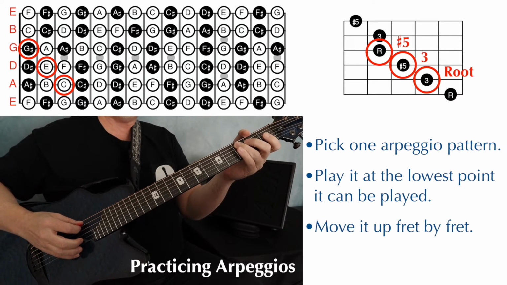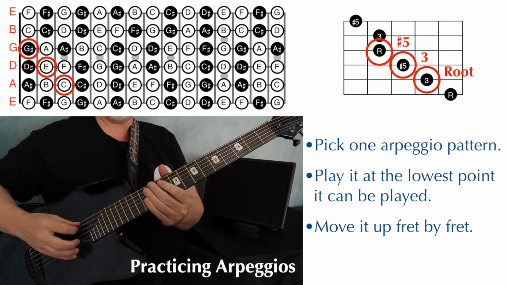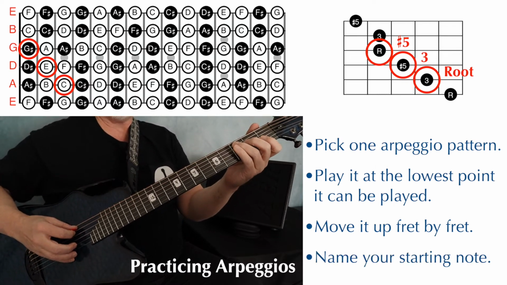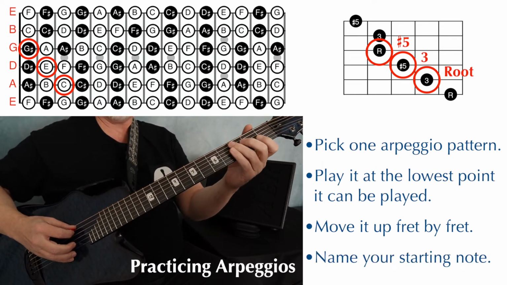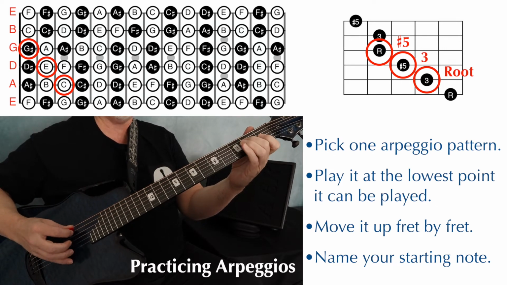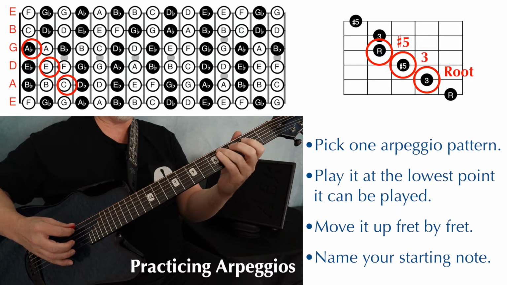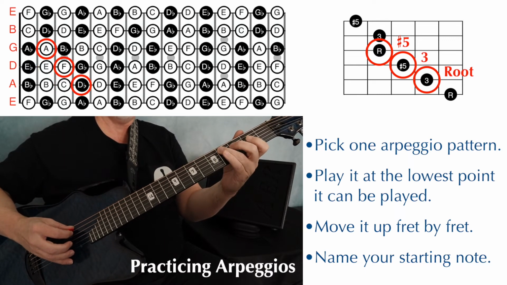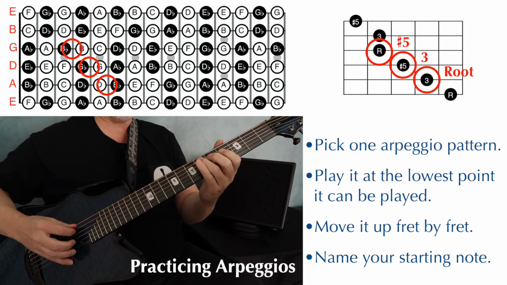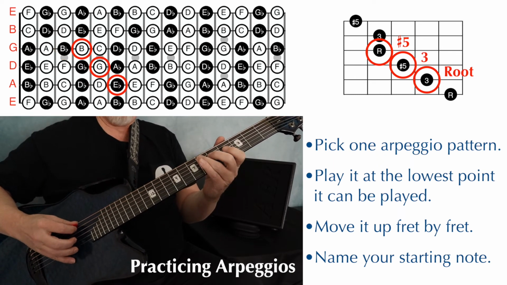Move that arpeggio fret by fret all the way up the fretboard to around the 12th fret, and then back down, and name your starting note or your root note as you play each arpeggio. C augmented, D flat augmented, or C sharp, D augmented, E flat augmented, and so forth.